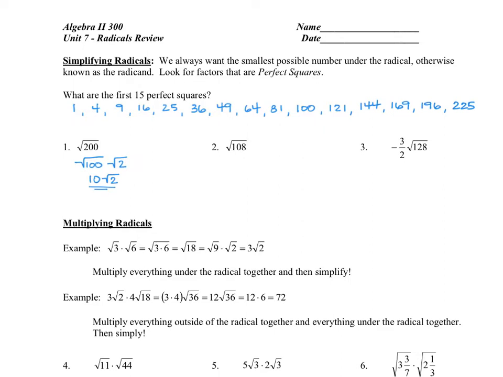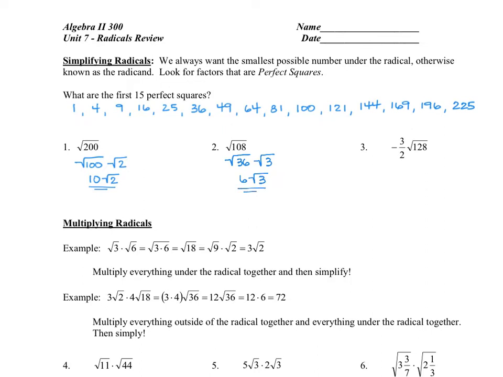To simplify the square root of 108, again, we're looking for perfect square factors of 108 and what's left over. We can simplify the square root of 108 into the square root of 36 and the square root of 3. The square root of 36 is 6, and we just leave the square root of 3.